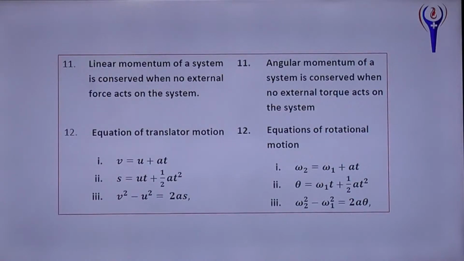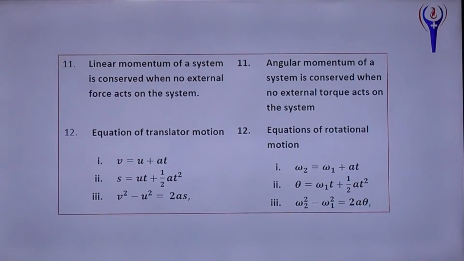Linear momentum of a system is conserved when no external force acts on the system. And angular momentum of a system is conserved when no external torque acts on the system. Okay, both are constant only. Law of conservation of linear momentum, law of conservation of angular momentum. It is applicable only when no external force acts on the system. Here, when no external torque acts on the system.